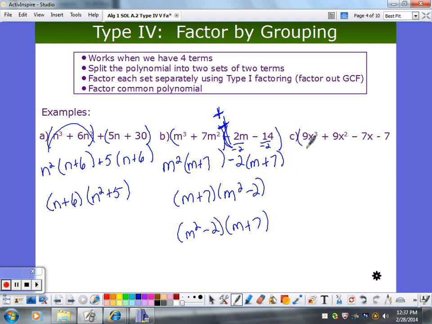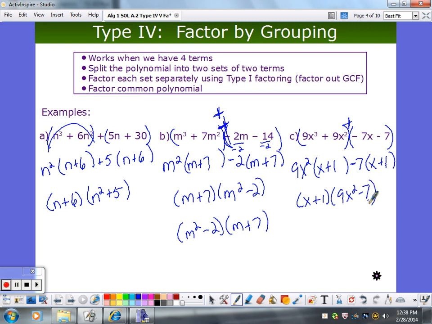4 terms, descending order, let me group. Now there's a negative here, so I'm going to put my plus back in because I am adding these 2 guys. So let's see, what do I have in common here? 9x squared. Let's factor it out. I'm left with x plus 1. Plus, what am I taking out here? Minus 7, right? And then what's left? Oh, happy day! Look at that. So I have a common polynomial. Take it out. And so what's my other factor? How cool is that? Pretty easy. And that is type 4. That is so easy. That's it.